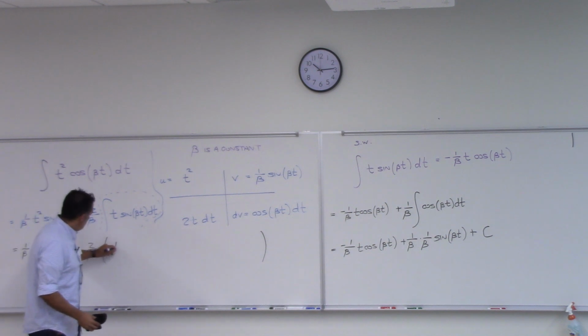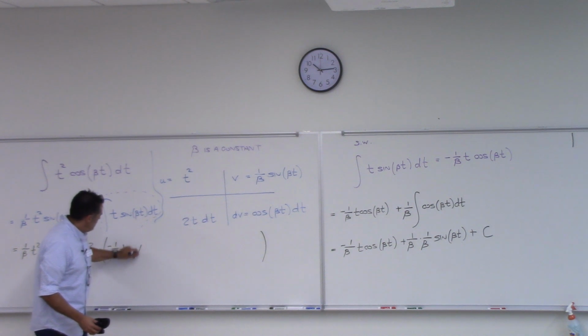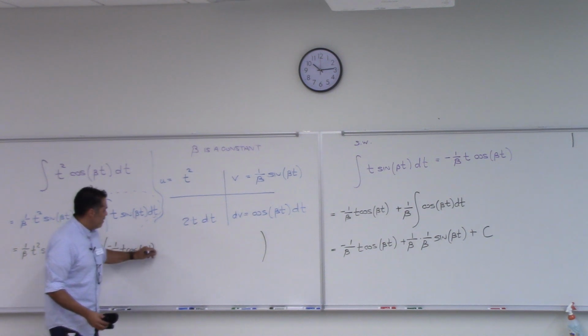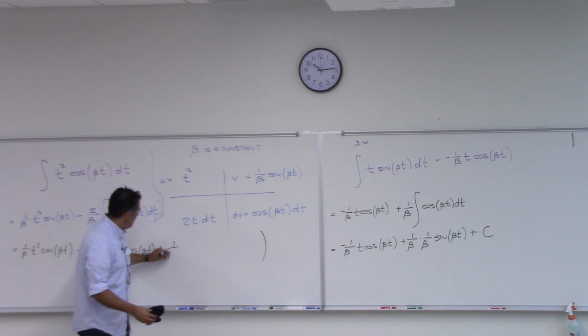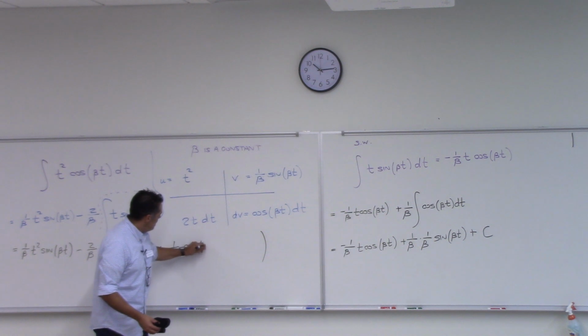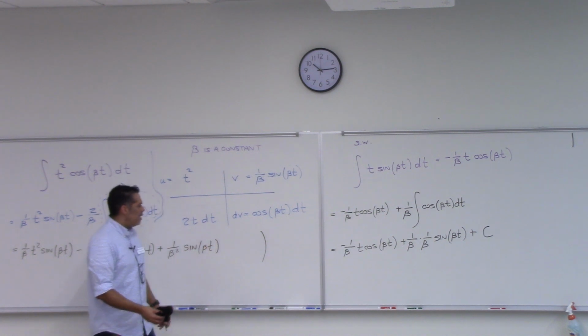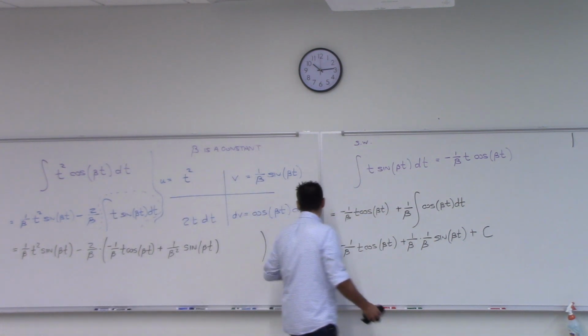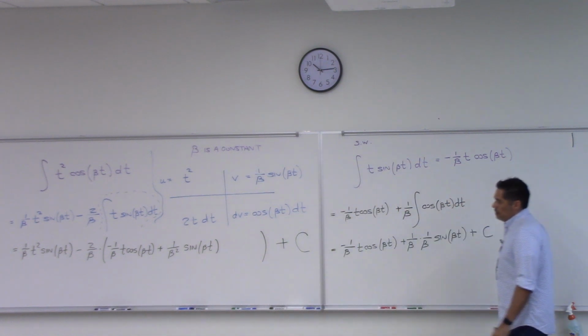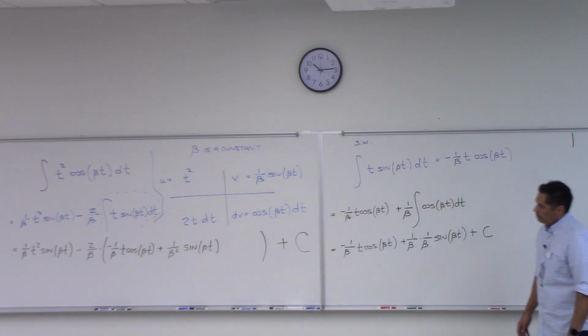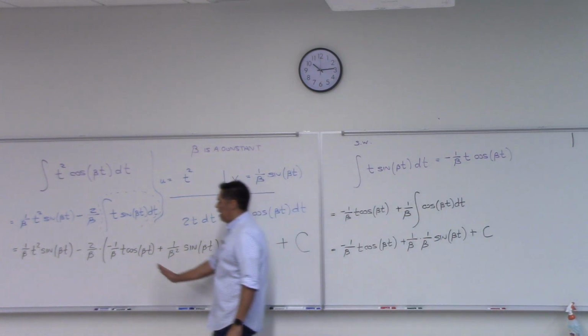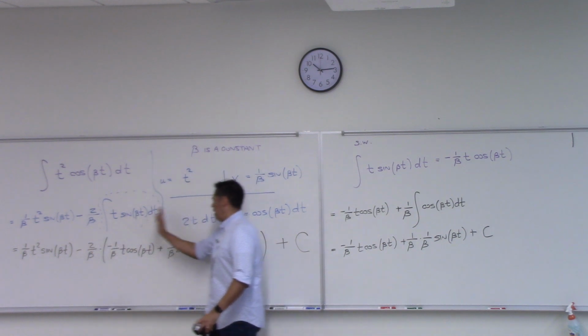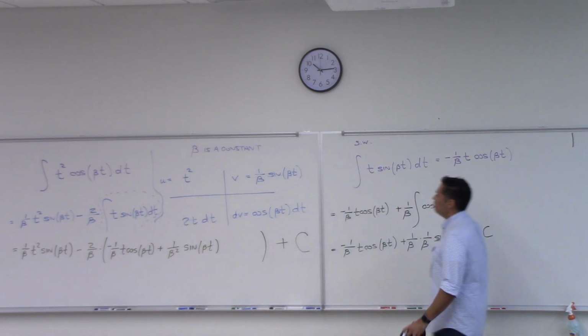So negative 1 over beta t cosine beta t plus 1 over, I'm going to do that 1 over beta times 1 over beta, make it 1 over beta squared, sine beta t. And then the plus c, I'm going to just put the plus c way out here on the outside. Last step, I'm going to distribute the negative 2 over beta through here and here, and that'll be my final answer.